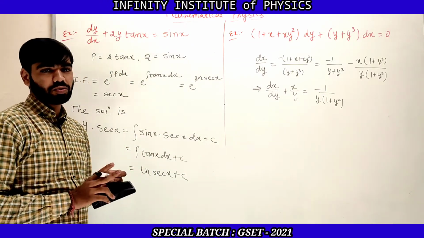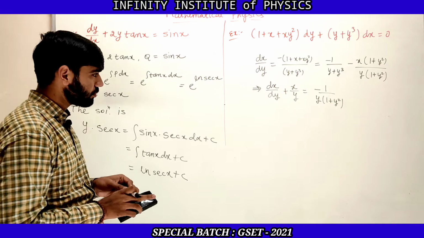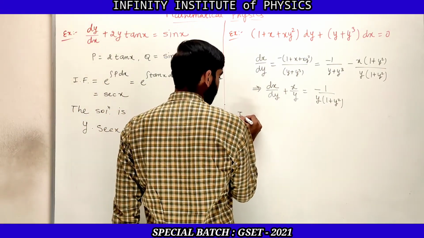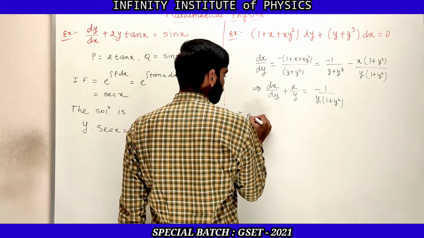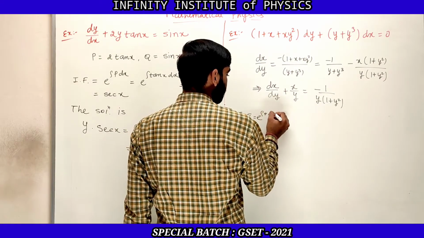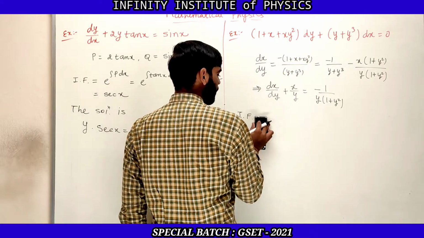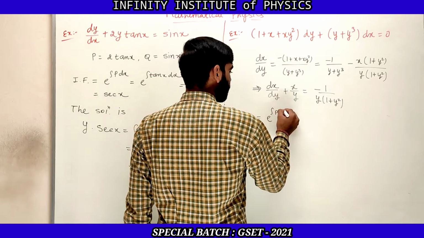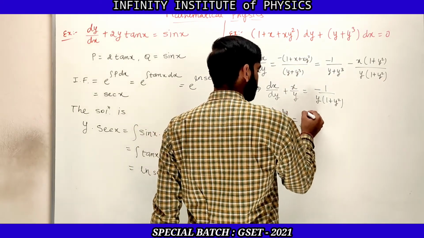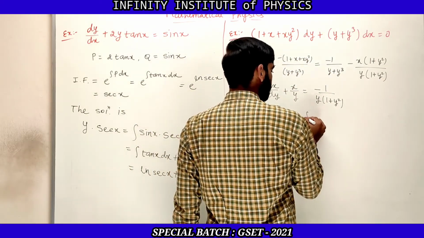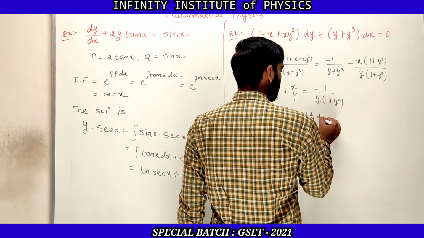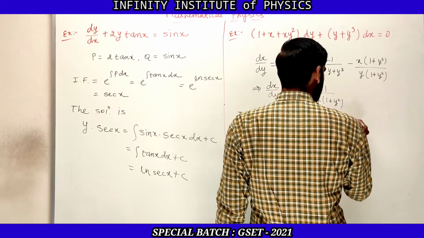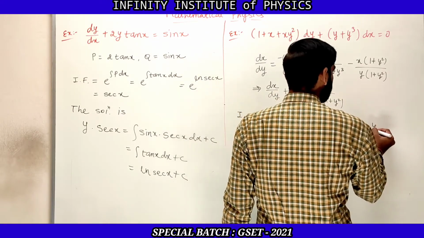Clear? Now we need to solve this equation. So let us try to solve this one. First of all, the integrating factor. It is e raised to integration p dy, so it will be e raised to integration 1 by y dy. Now e raised to ln y is only y.